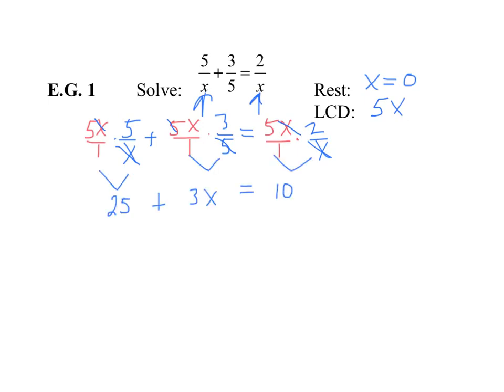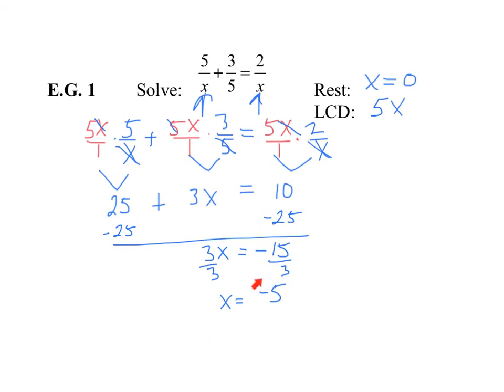After multiplying we get 25 plus 3x equals 10. And now we're ready to solve for x. So isolating x, subtracting 25, dividing by 3, we get -5. We have to go back and check to see, is this an excluded value? And it is not. Therefore we can call this our solution to the problem.